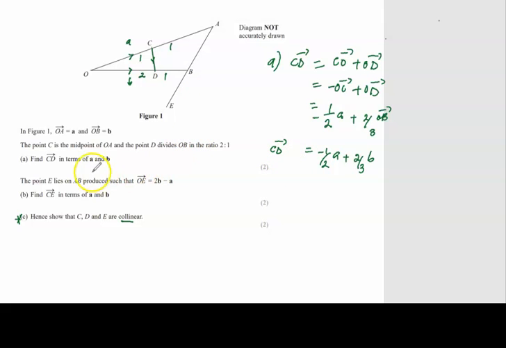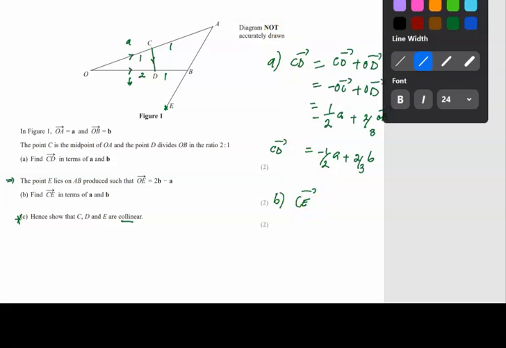All right. Now we can move on to part B. Here they say that the point E lies on AB. It is indicated over here. Produce such that OE is equal to that. We've been given a vector of OE. So find CE. Part B, we find C to E.